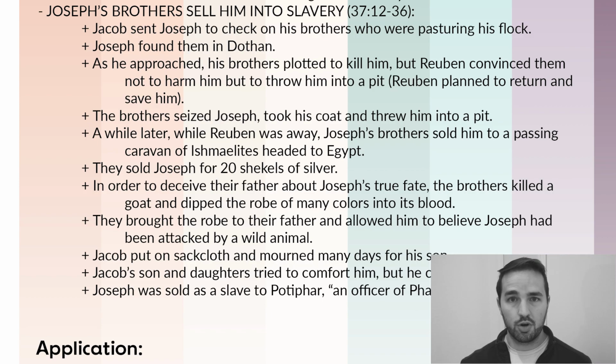So when Joseph finally approached them, the brothers seized Joseph and they threw him into this pit. Well, a while later, when Reuben was gone, there was this caravan of Ishmaelite traders, and Joseph's brothers sold him to these Ishmaelite traders as they were headed down to Egypt. And they sold him for 20 shekels of silver. Now, in order to deceive their father as to Joseph's real fate, they took his coat of many colors, they killed a goat, and then they dipped his coat in the blood of the goat. And they allowed their father to believe that Joseph had been attacked by some wild animal and killed.